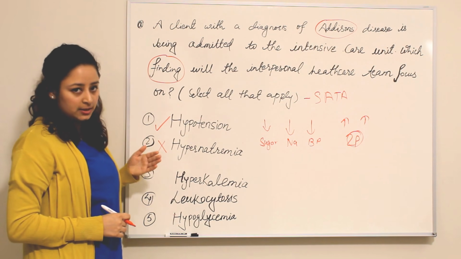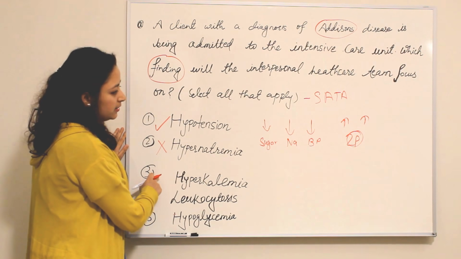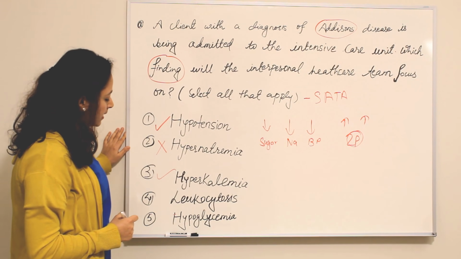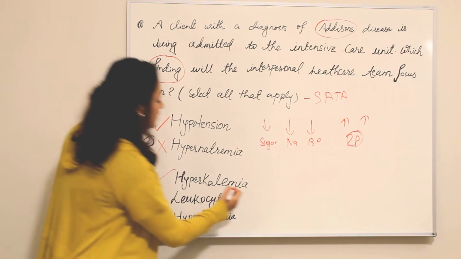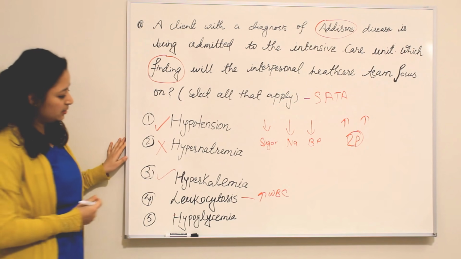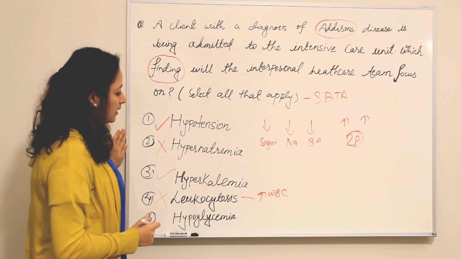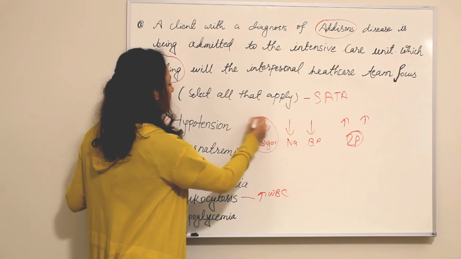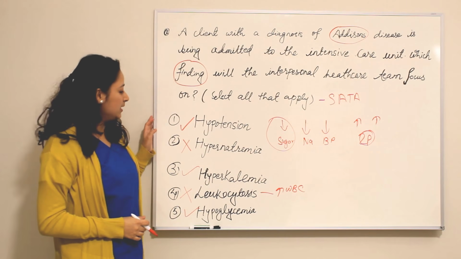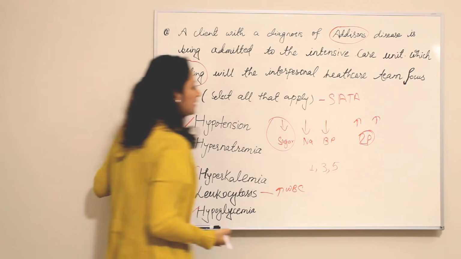So we treat each option individually. And the third one is hyperkalemia. Yes, because 2 Ps are increased in Addison's. So hyperkalemia is a correct answer. The fourth one is leukocytosis. Leukocytosis is increased WBC, and this is not related to Addison's disease. So this is a wrong answer. And the fifth one is hypoglycemia. Yes, this is a correct answer because we have decreased sugar in Addison's disease. So our correct answer is 1, 3 and 5.